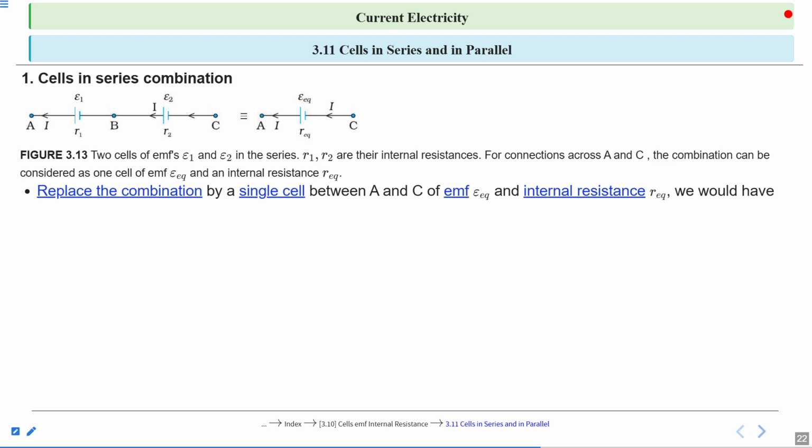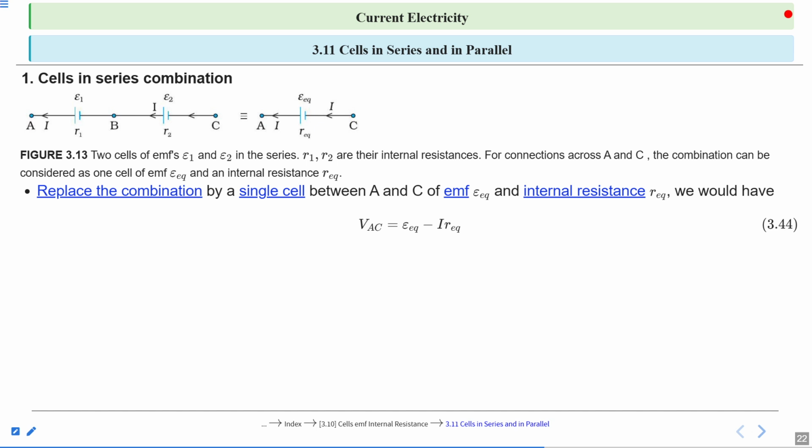We would have VAC equal to E equivalent minus I R equivalent. If we consider this as one cell, then according to the formula that we have done already, VAC will be equal to E equivalent minus I R equivalent. This is equation 3.44.